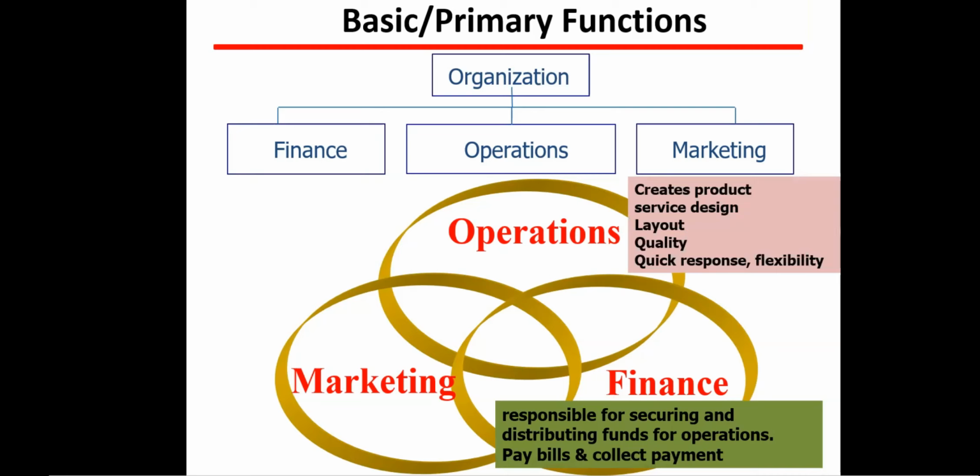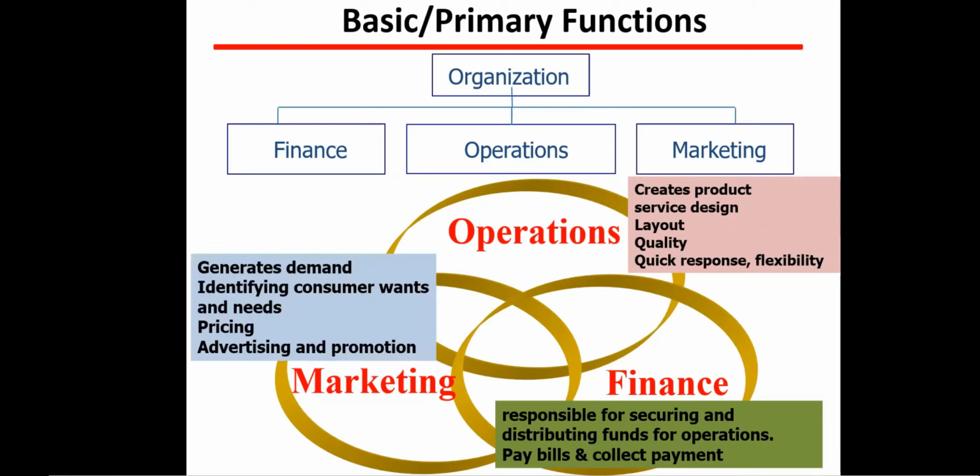And then we look at operation. This is where operation management is involved, in which we create goods or services. We are involved with the design. We are also involved with the layout, and the quality is under operation, meaning they have to produce a good quality product or service. And operation must be quick in response and also flexible if there's any problem. And the third one is marketing.